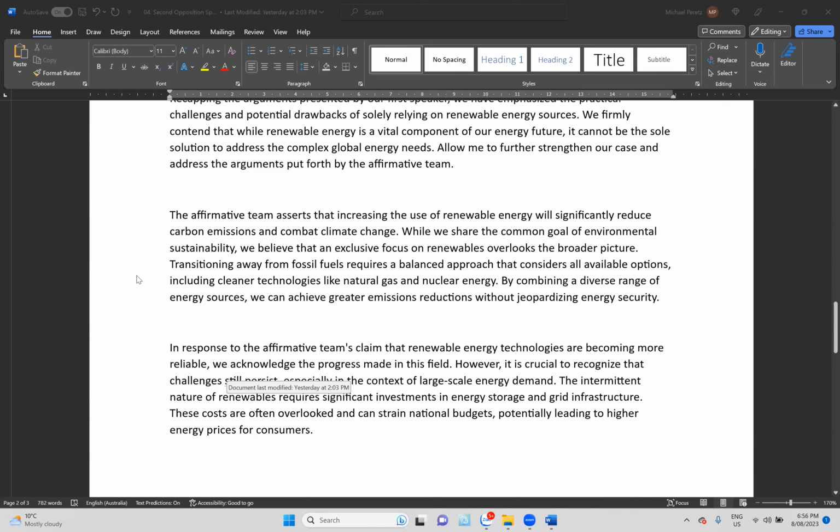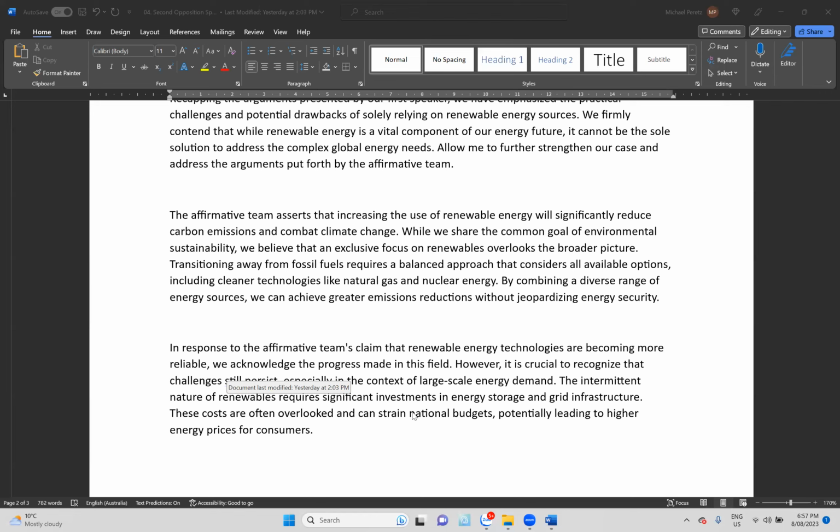The affirmative team asserts that increasing the use of renewable energy will significantly reduce carbon emissions and combat climate change. While we share the common goal of environmental sustainability, we believe that an exclusive focus on renewables overlooks the broader picture. Transitioning away from fossil fuels requires a balanced approach that considers all available options, including cleaner technologies like natural gas and nuclear energy. By combining a diverse range of energy sources, we can achieve greater emissions reductions without jeopardizing energy security.